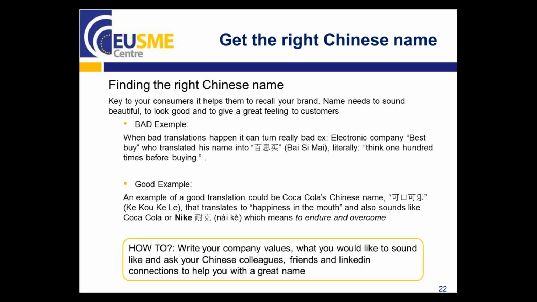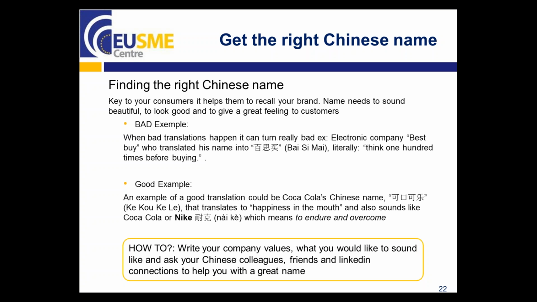I can show you here a very, very bad example of American company, sorry, Best Buy, who translated his name into buy some mai, which literally means think 100 times before buying. So as you can imagine, this was not a good name to enter the Chinese market, and they had to change it very quickly. A good example, though, will be another American company, Coca-Cola or Nike.